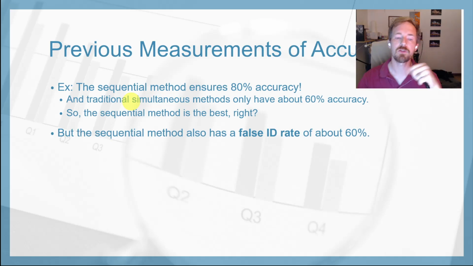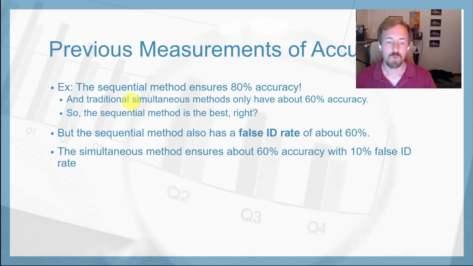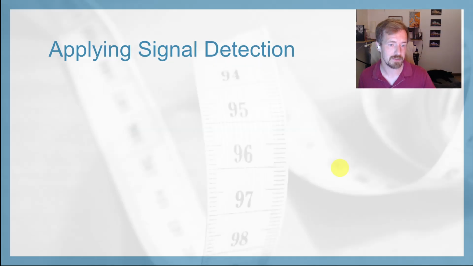But if we look at signal detection theory and break this out in terms of hits, misses, false alarms, and correct rejections, what we see is that the simultaneous method actually has a false alarm rate of about 60%. In other words, more than half the time, someone is mistakenly said to be the perpetrator when in fact they weren't. It was a false alarm. That is versus the 10% false alarms from the sequential method.